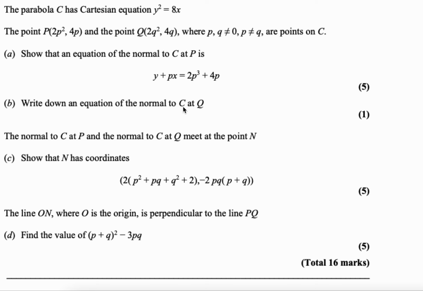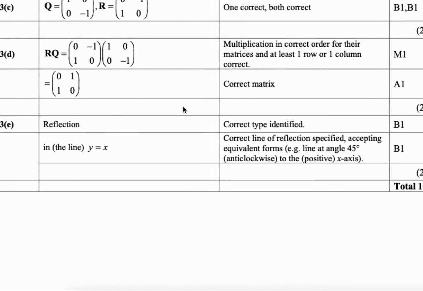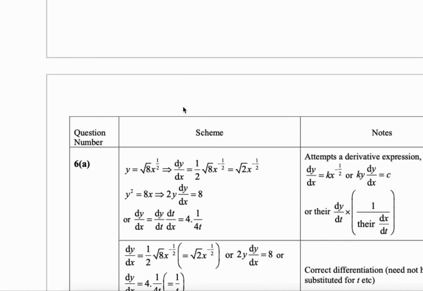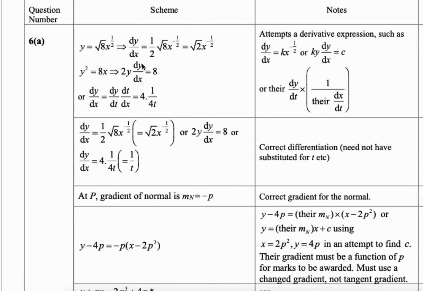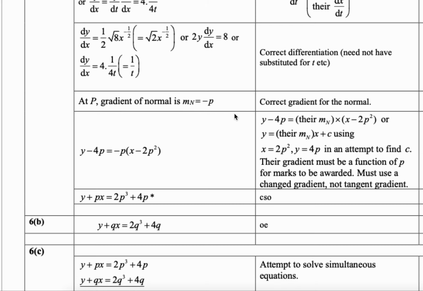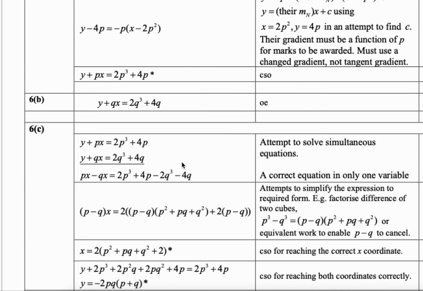The parabola C has Cartesian equation y squared equals 8x, and the point (2p squared, 4p), and the point (2q squared, 4q). So just do the same thing again. Show that the equation of the normal is... You guys are okay with this, right? It's just messy, not hard, lots of linear geometry. Find the gradient, then the equation of a straight line.